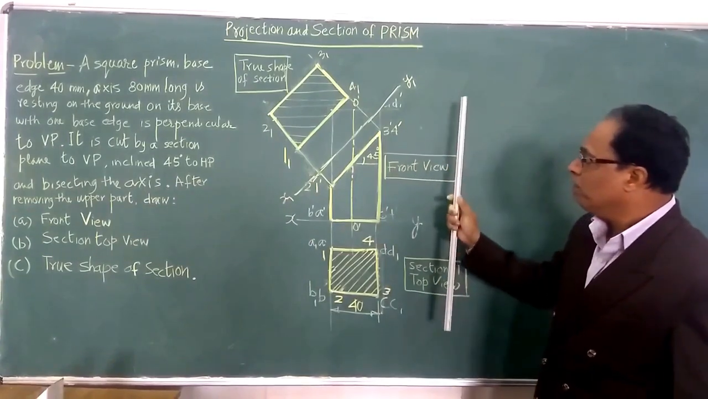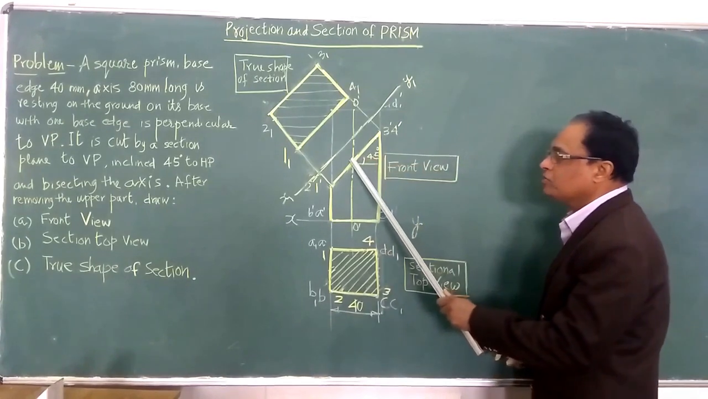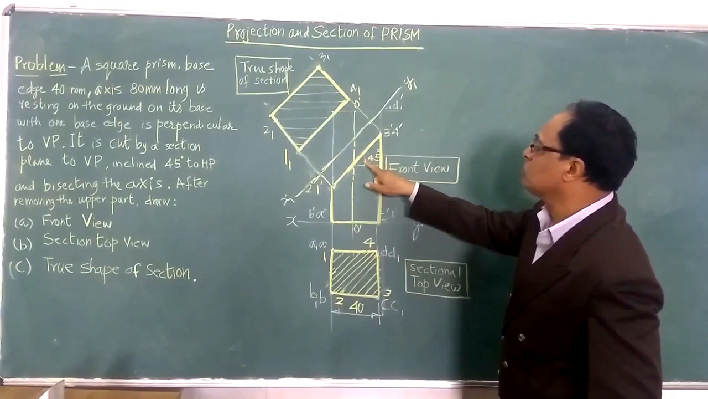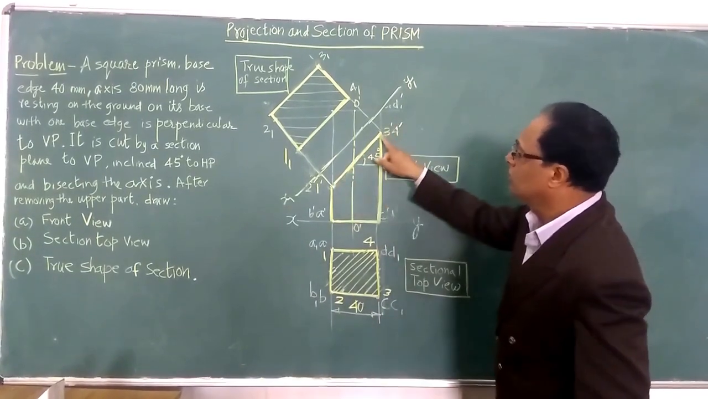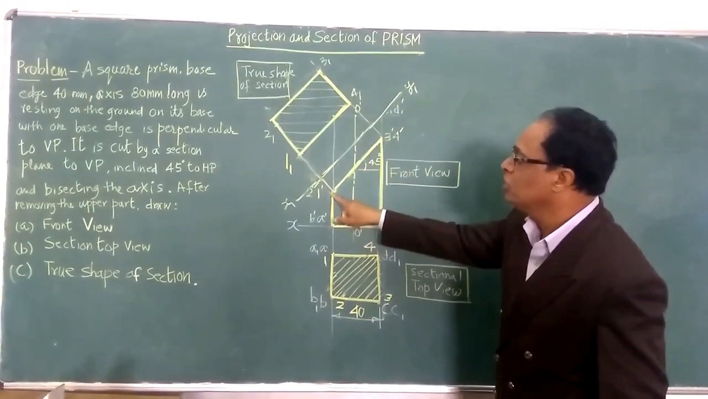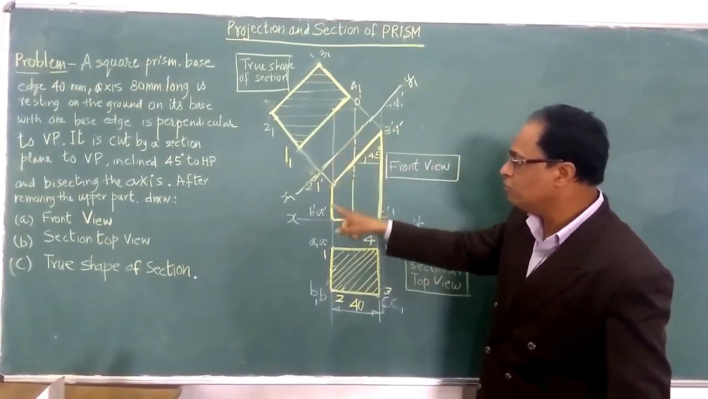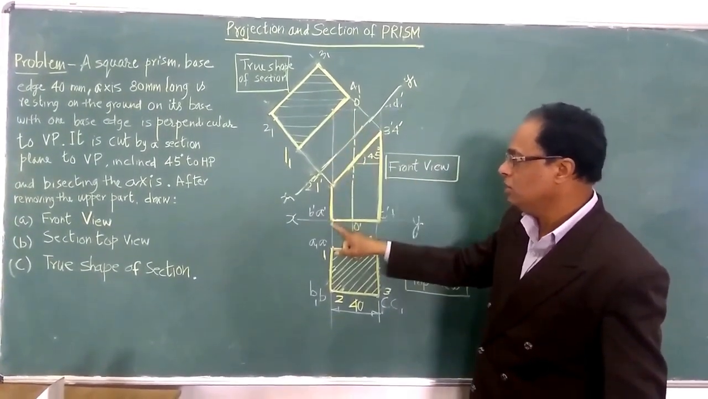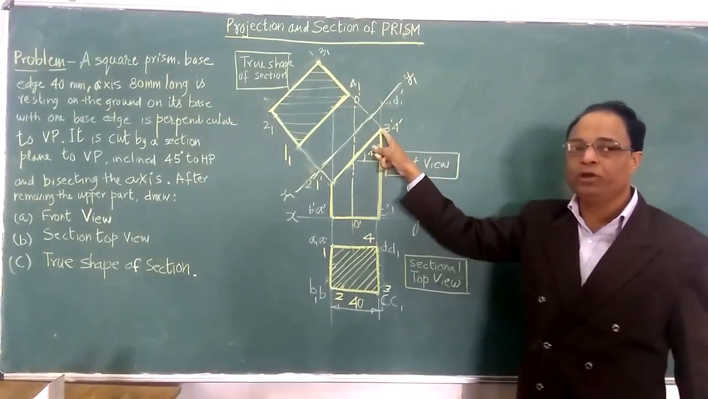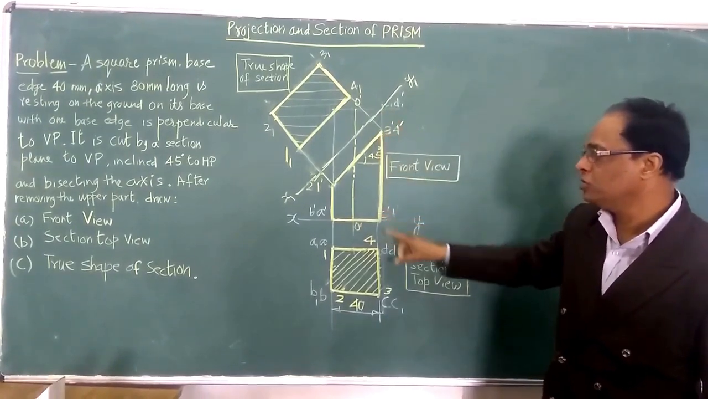So, mark the midpoint of the axis and draw a light line. Draw this line inclined 45 degrees. Join these lines by a thick line. Mark 1 dash, 2 dash here, because this is the front view of two lines. 3 dash and 4 dash will be the points of intersection of the cutting plane and the lateral edges.